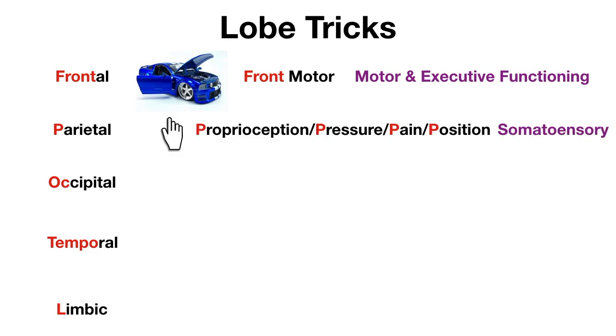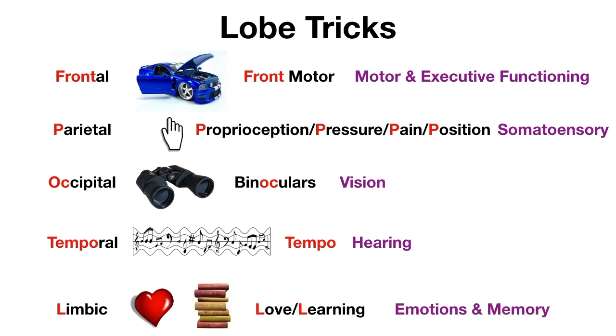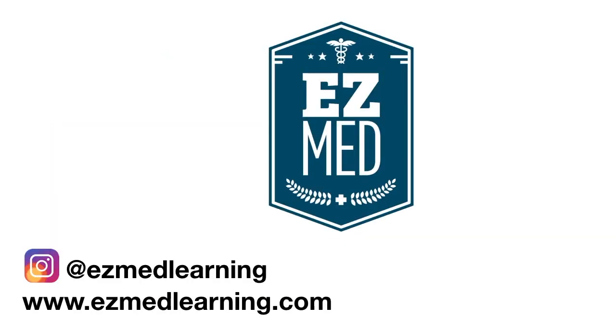For the parietal lobe, think of all the P's: proprioception, pressure, pain, position. This will help you remember the somatosensory stimuli. For the occipital lobe, think of binoculars. This will help you remember vision. For the temporal lobe, think of tempo of songs and music, and this will help you remember hearing. And lastly, for the limbic system, think of love and learning, and this will help you remember emotions and memory. Hopefully this gave you a good overview of the cerebral cortex and the anatomy and functions of each lobe.